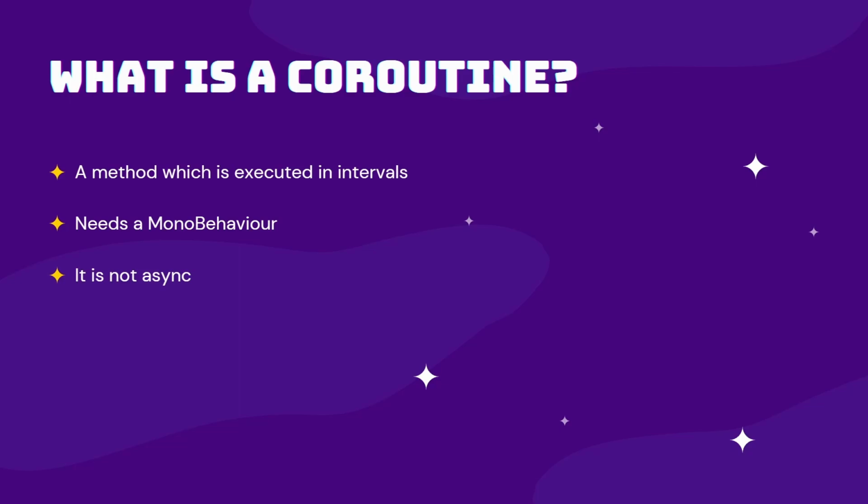One important thing when working with coroutines is that in order for a coroutine to be run, it needs a MonoBehaviour. So you either run the coroutine on a class which inherits from MonoBehaviour, or you need to pass a MonoBehaviour reference to a non-MonoBehaviour class so that it can run the coroutine.